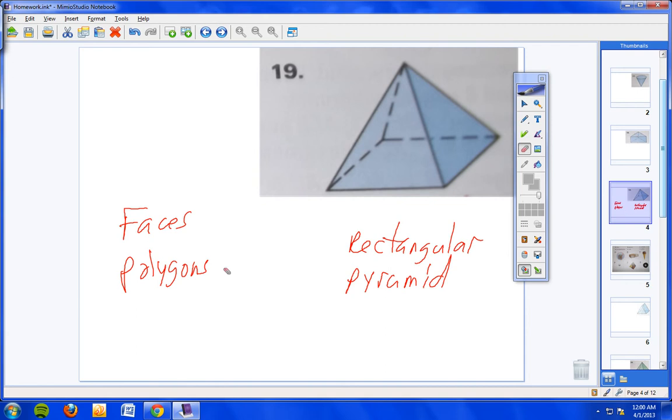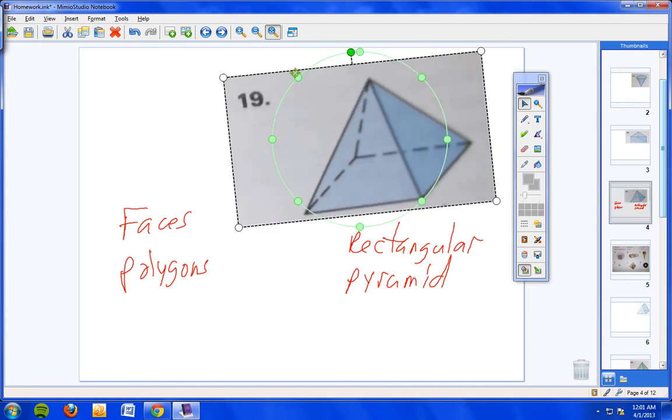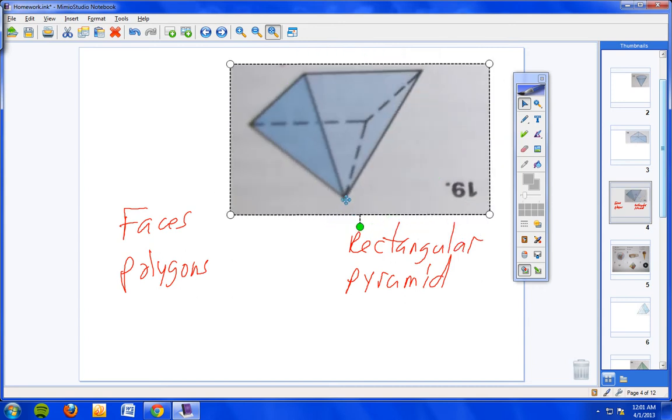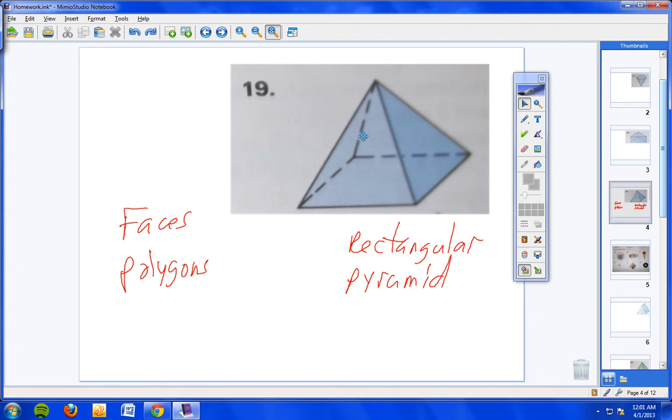If you'll look in your book to number 20, I'm not going to write the sentence down. It's in your book right there, but number 20 says a rectangular pyramid has two bases. Well, here's a rectangular pyramid right in front of you. Look at number 19. Do we have two bases? No. If you were to take this thing and flip it upside down like this, it wouldn't be sitting on a base, would it? It'd be sitting on a point like this. So no, a rectangular pyramid does not have two bases.